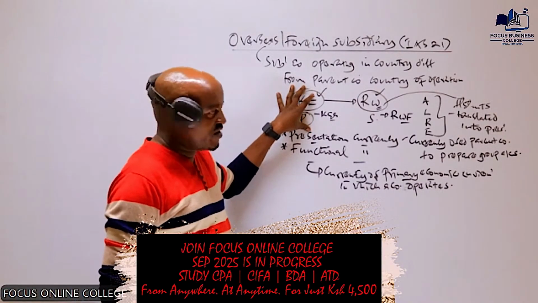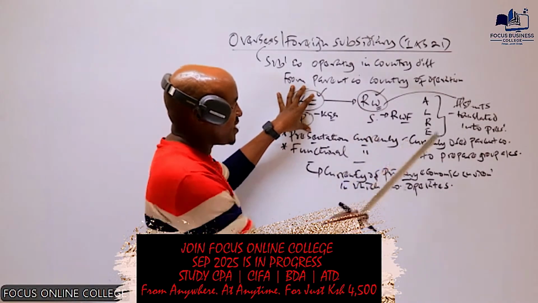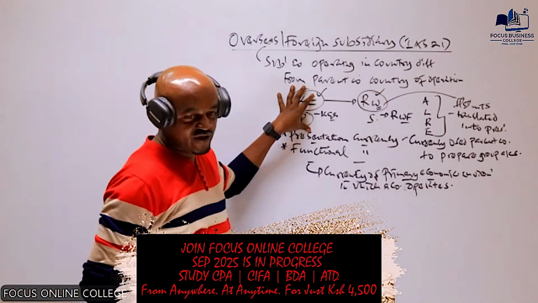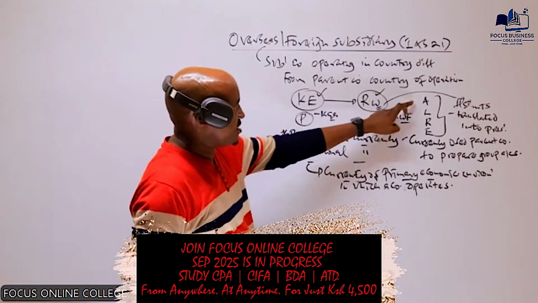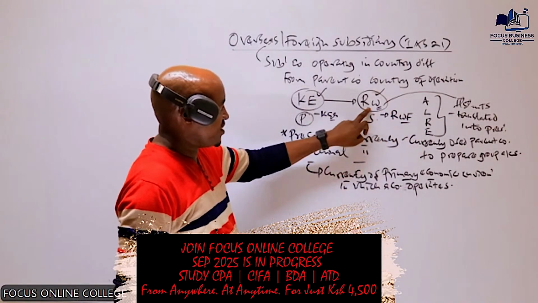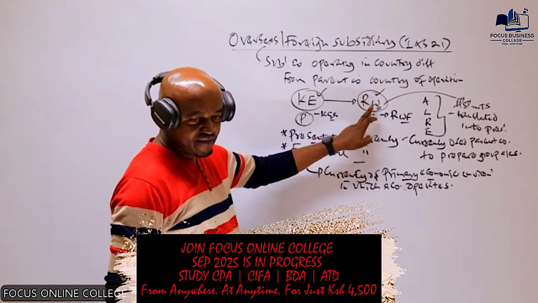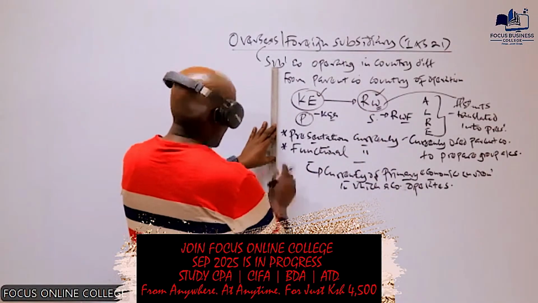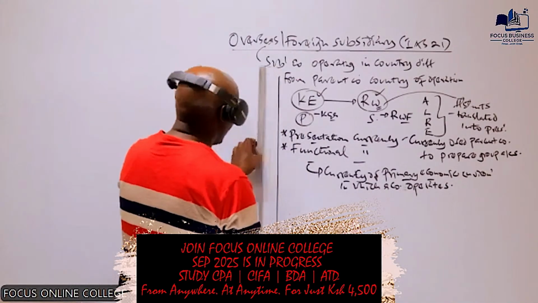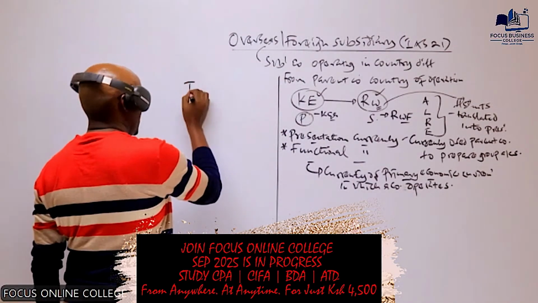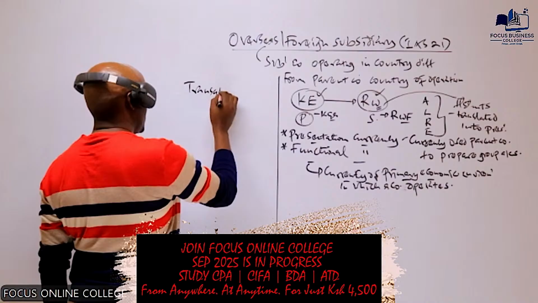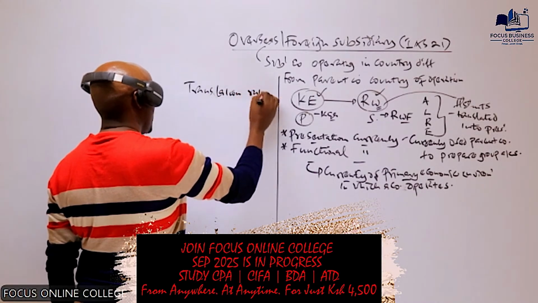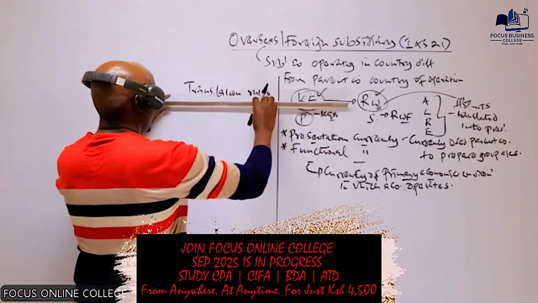So therefore, before we combine similar items of assets, liabilities, revenue, and expenses of the parent company and of the foreign subsidiary, the assets, liabilities, revenue, and expenses of the foreign subsidiary must be translated into Kenyan shillings, which is the presentation currency. So how do we do the translation? These are the translation rules, and this is very important, you need to remember.